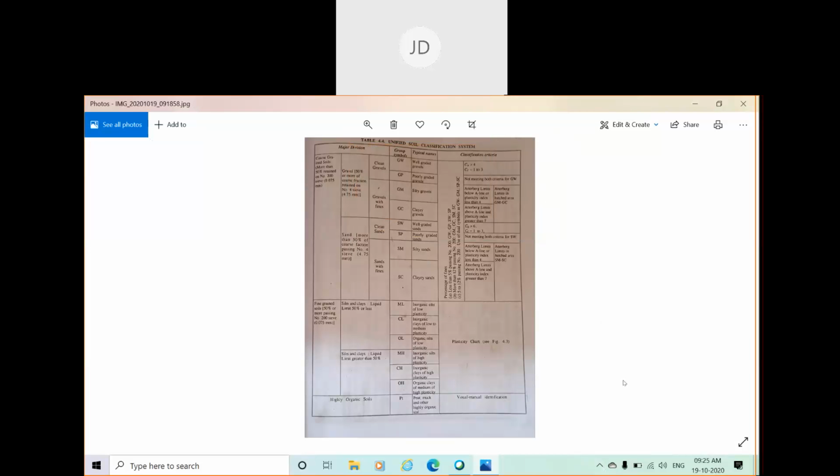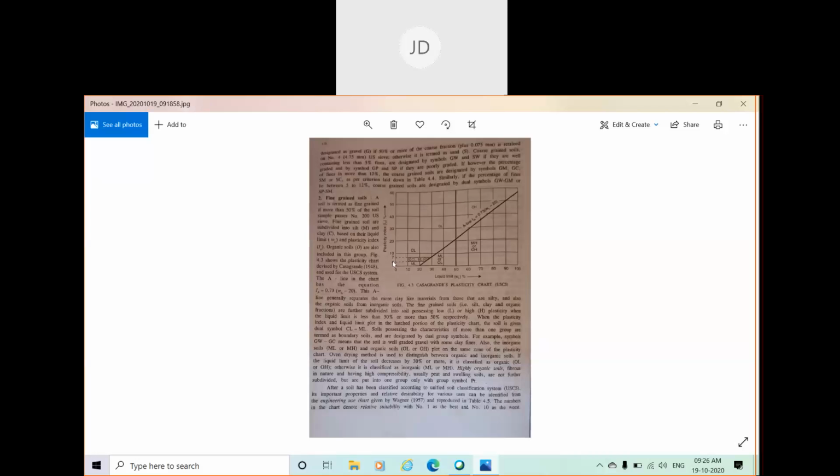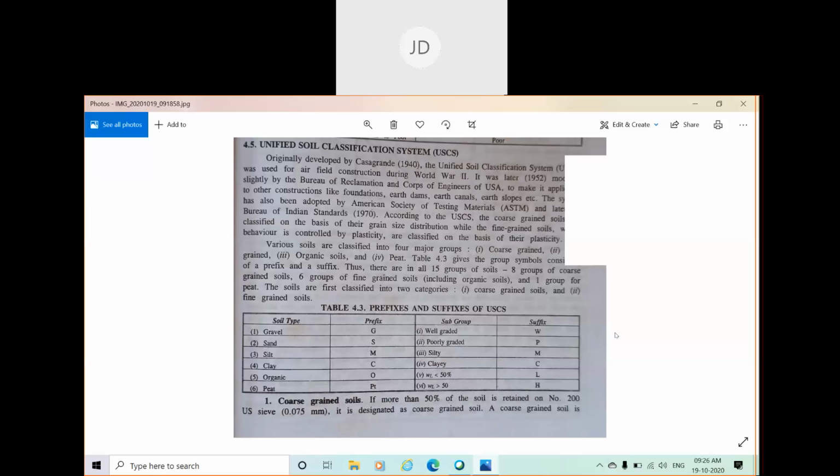Okay, so here you can see this tabular format. This is the Unified Soil Classification System. Different soils may be represented by different symbols. We're going to discuss how these symbols are represented. So here you can see the Unified Soil Classification System. This is one of the systems that can be used for the classification of soil, and it is also used in India.